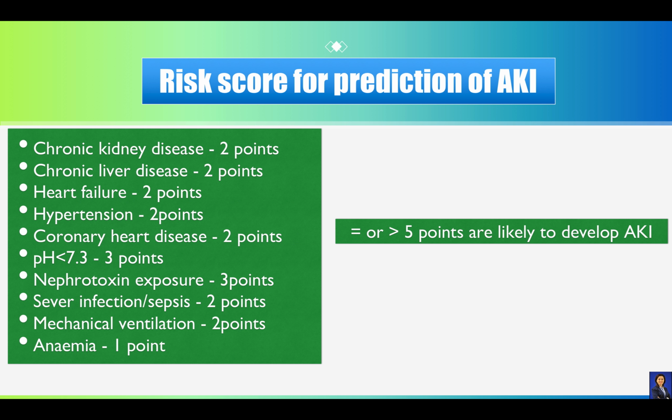When there is an acute kidney injury patient, we risk stratify to predict the likely risk of this patient developing acute kidney injury. Chronic kidney disease, 2 points; liver failure or cirrhosis, 2 points; acidosis, 3 points; nephrotoxins like NSAIDs and aminoglycoside antibiotics, 3 points, and so on. If more than 5 points, the patient is more likely to develop acute renal failure, so we can prevent acute renal failure if we risk stratify before AKI happens.